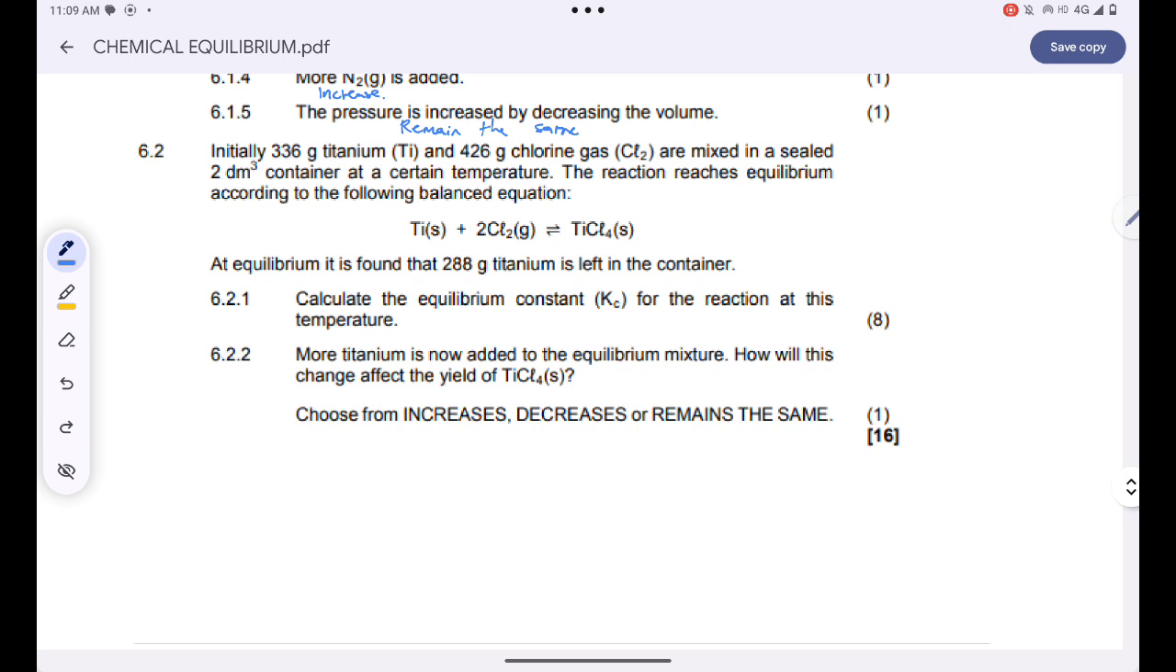Okay. 6.2, we are told that initially 336 grams of titanium and 426 grams of chlorine gas are mixed in a sealed 2 cubic decimeter container at a certain temperature. The reaction reaches equilibrium according to the following balanced equation. At equilibrium, it is found that 288 grams of titanium is left in the container. The first question, guys, they want us to calculate the equilibrium constant.